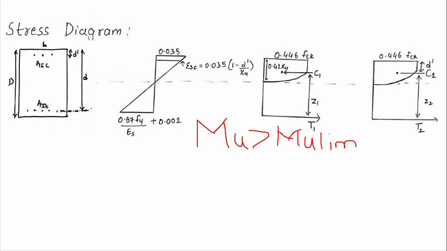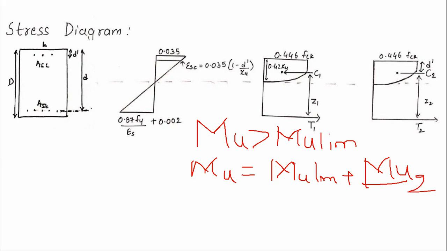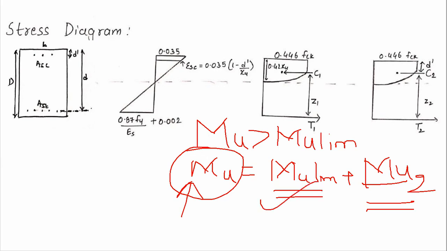If we need to balance these two cases, if we need to balance LHS and RHS, we need to add something in the RHS portion. We need to add a value in the RHS portion, and that value is Mu2. So this is the total moment. This will be the moment of singly reinforced beam, and this value will be the moment of doubly reinforced beam. Clear? So total moment will be equal to moment of singly plus moment of doubly.